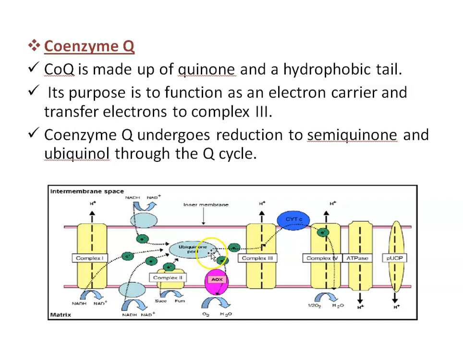Next is coenzyme Q, also known as ubiquinone, CoQ, which is made up of quinone and a hydrophobic tail. Its purpose is to function as an electron carrier and transfer electrons to complex 3. Coenzyme Q undergoes reduction to semiquinone. Semiquinone is a partially reduced radical form, CoQH, and ubiquinol means fully reduced CoQH2, through the Q cycle. So this process receives further elaboration under complex 3.